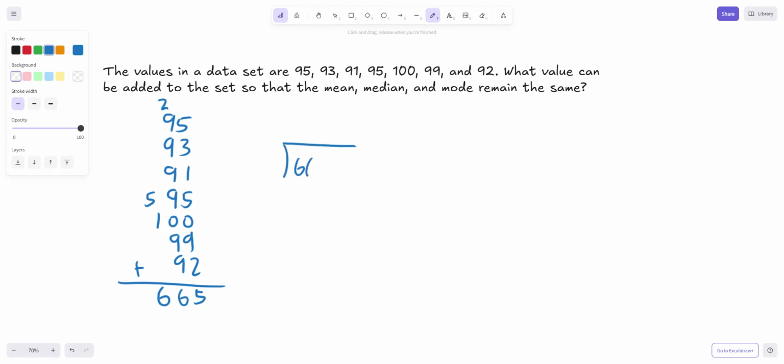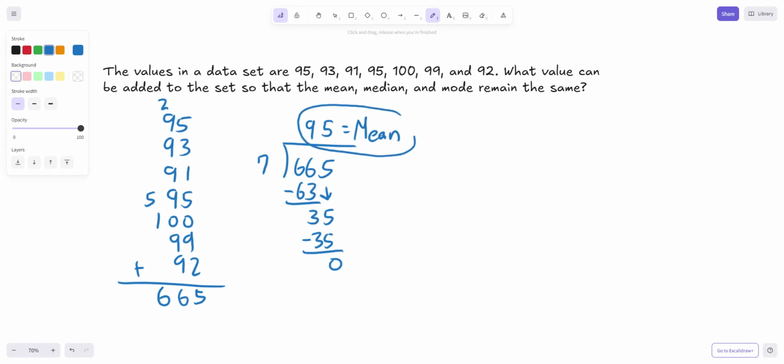So 665 divided by 7. 7 goes into 66 9 times. That's 63. Subtract, I get 3. Bring down the 5. 7 goes into 35 5 times exactly. Okay, so the mean is 95.